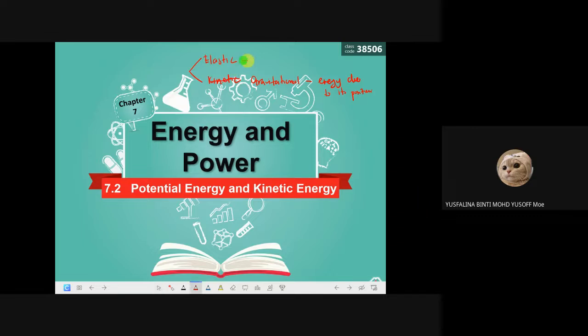For elastic, usually for a material that has the characteristic of elasticity, such as a spring. If you give a force to a spring, stretch the spring and then let it go, you can see it goes back to its original position. It means the material is elastic. Every elastic material usually has elastic potential energy. When I stretch the spring, at that moment the spring has elastic potential energy. So there are two types, gravitational and also elastic.